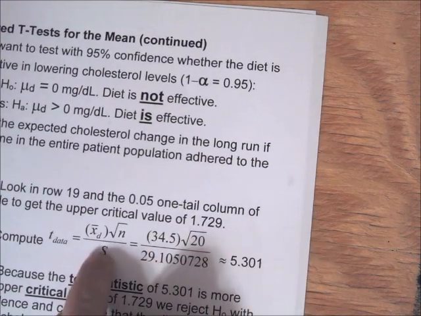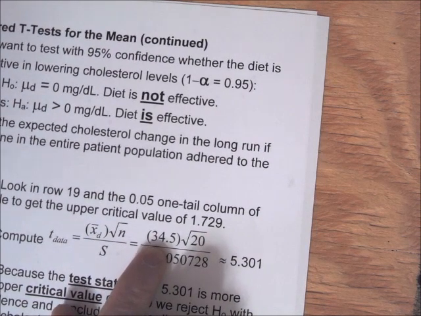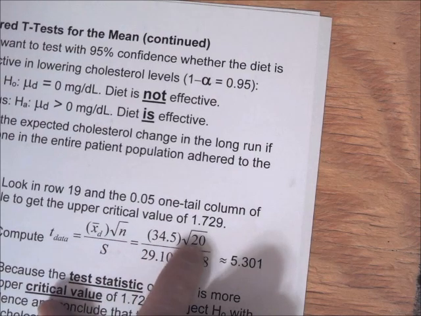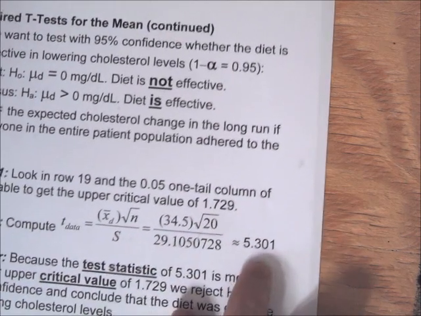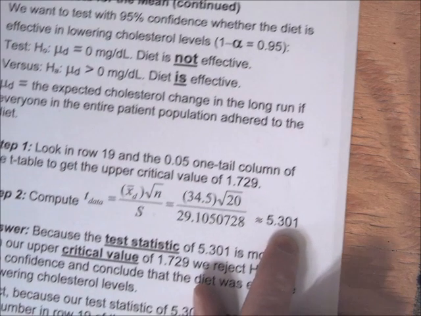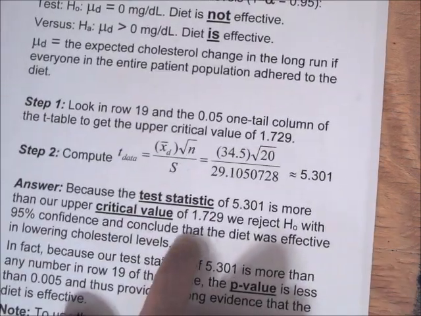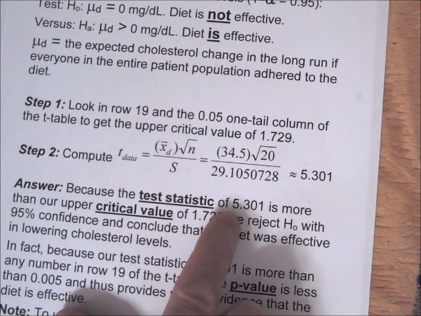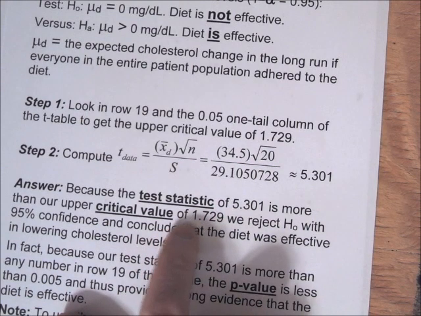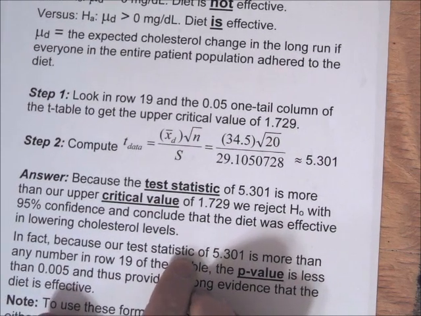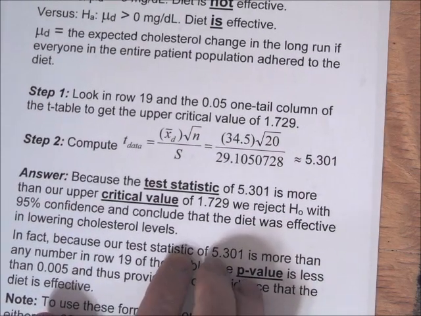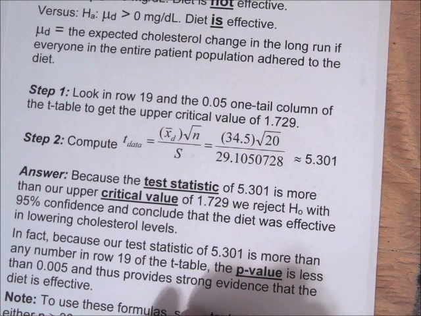The test statistic is the mean difference, which is 34.5, times the square root of n, that's the square root of 20, divided by the standard deviation, 29 point something. That comes out to be 5.301. And because our test statistic, 5 point something, is more than our upper critical value of 1 point something, we reject H naught with 95% confidence and conclude that the diet was effective.